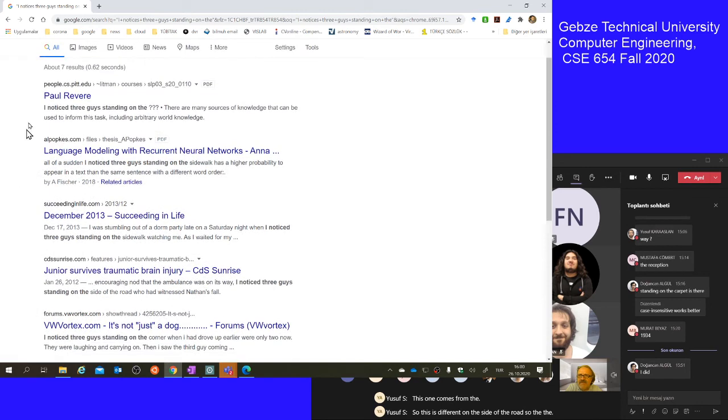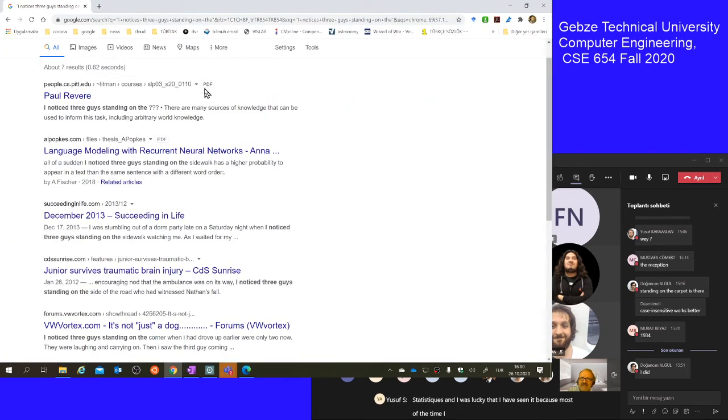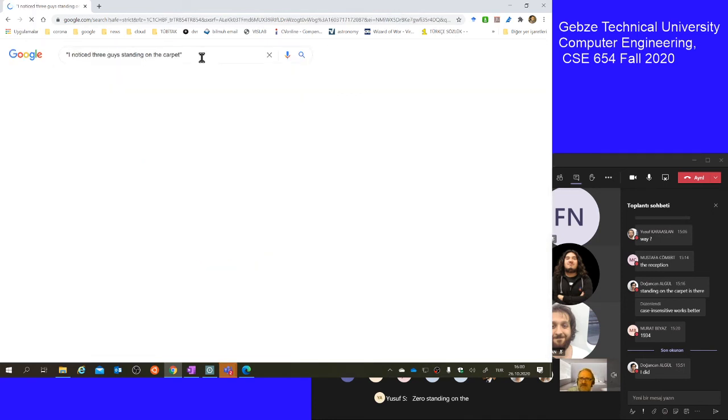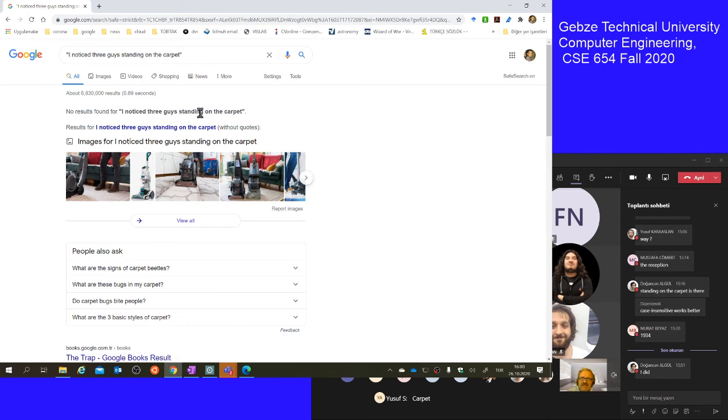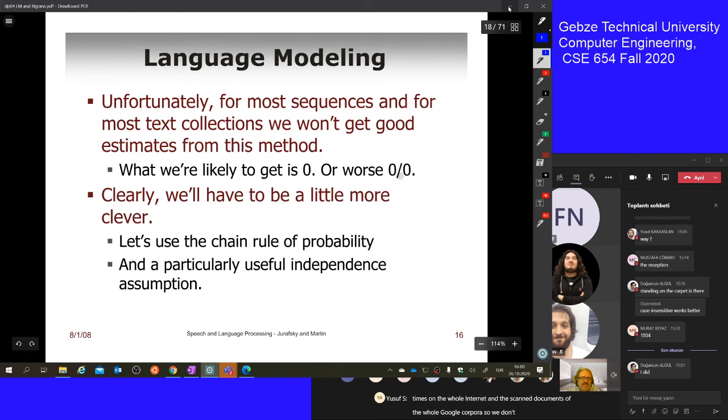So the number of times I have seen this is just 7, which is a very small statistic. And I was lucky that I have seen it, because most of the time I will get 0 for "standing on the carpet". Yeah, it says that it is just 0. Well, it's a perfectly valid sentence, but it has just happened 0 times on the whole internet and the scanned documents of the whole Google corpora. So we don't want to do this 0 over 0 thing.